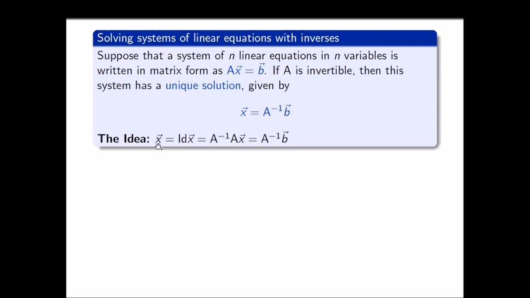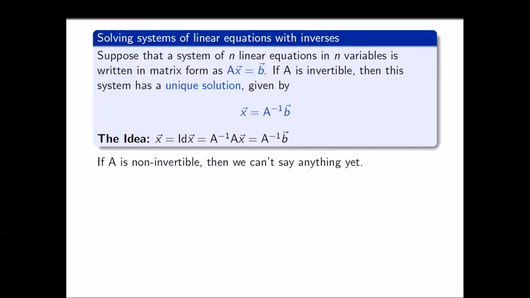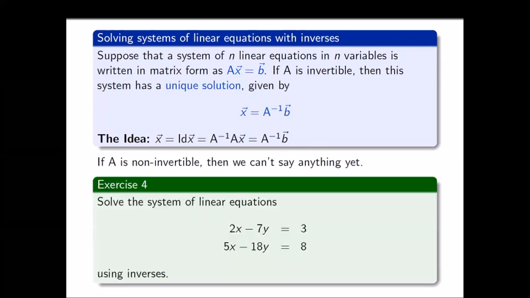The idea is as follows. We can write this vector x as identity times x, because identity times any vector is the same vector. And then we can rewrite this identity as A inverse times A, but we know what Ax is. Ax is b, so we end up getting that this vector x is A inverse times b. And if A is non-invertible, then we can't say much, because there might be a solution and there might not be, but we don't have this one-step remedy for all possible problems.